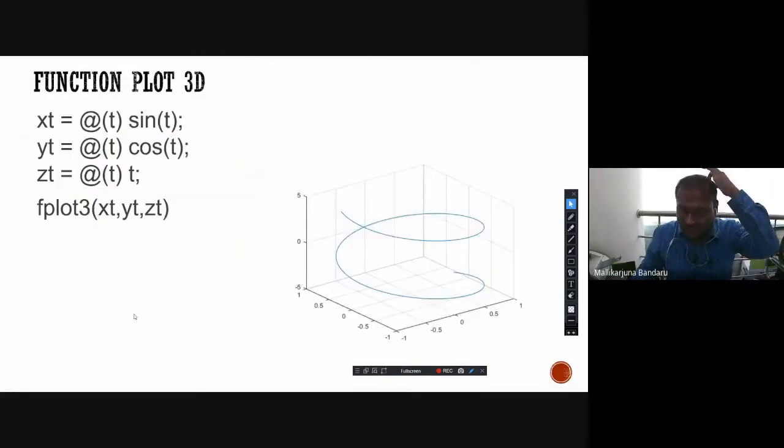Function plot 3D. These are the curves, not surfaces or contours or something else. So the function plot for 3D. For the same thing, you see x values, y values, and z values. Of course, this is actually the parametric representation: x is equal to sin t, y is equal to cos t, and z is equal to t.